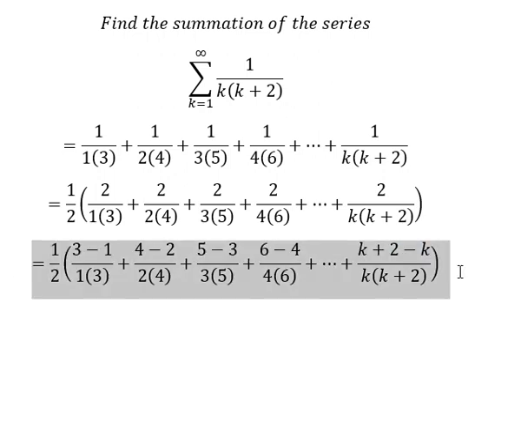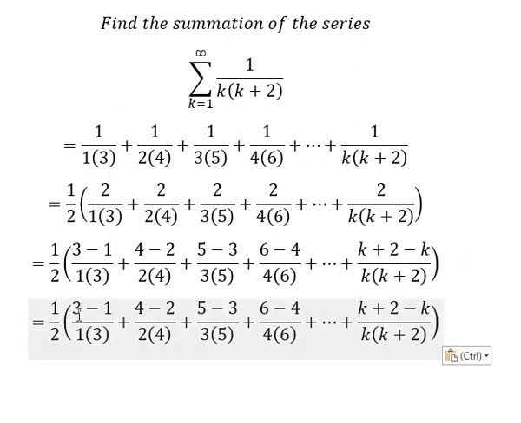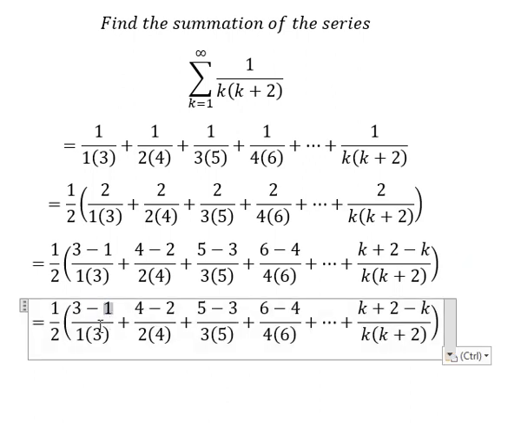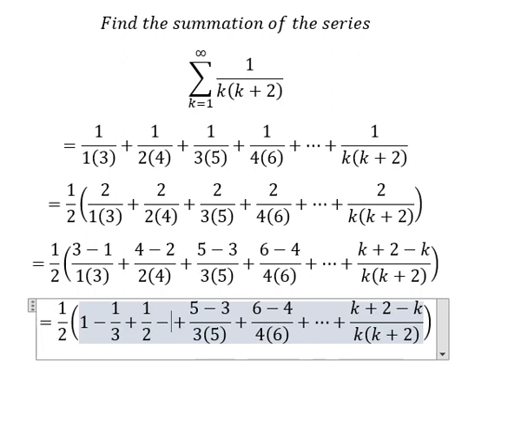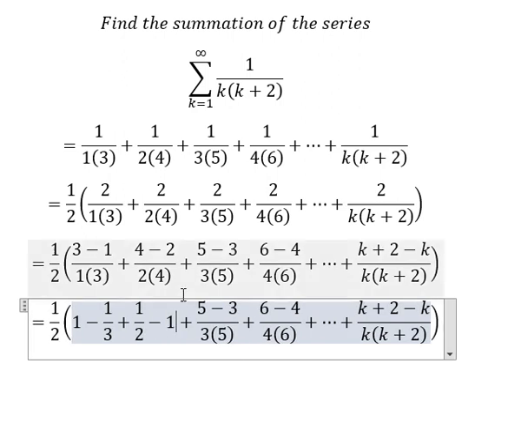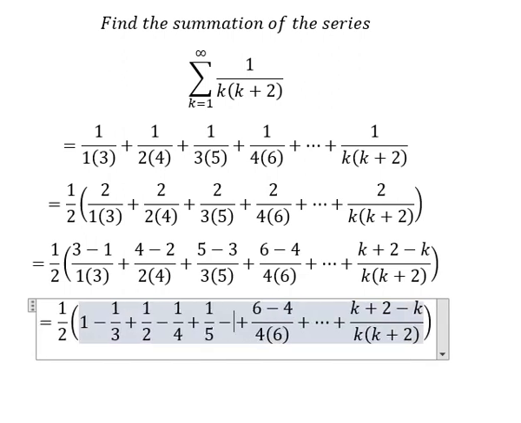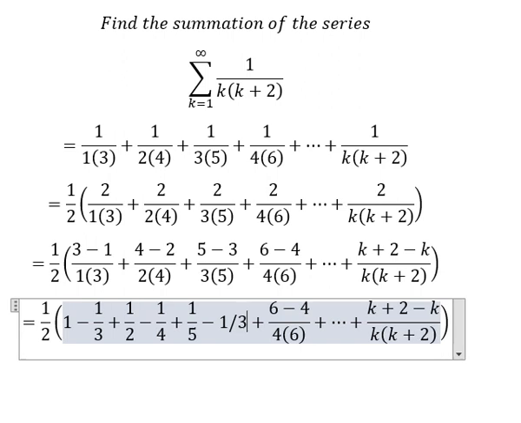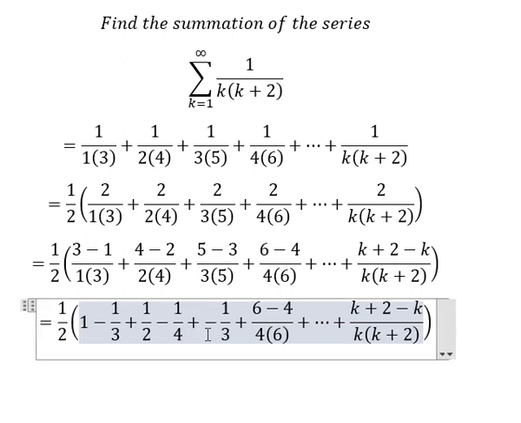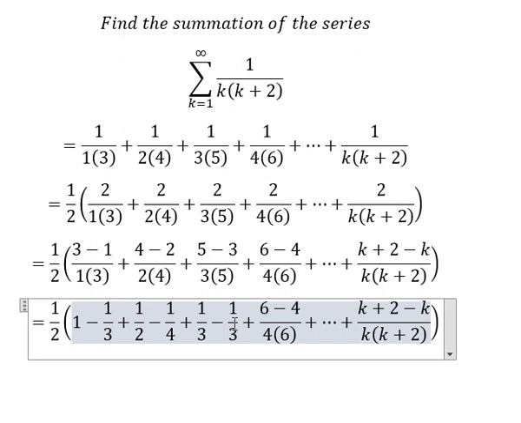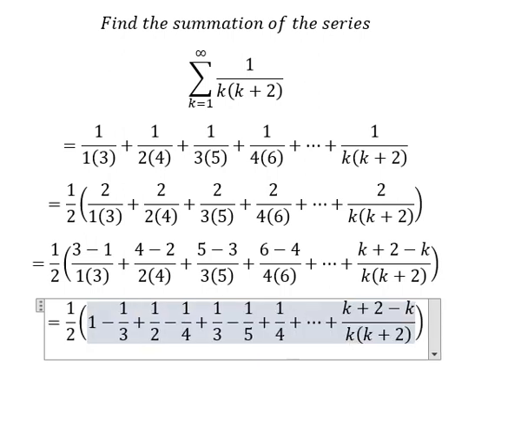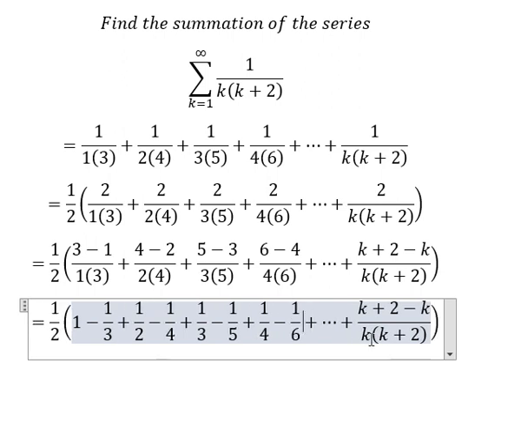So in this situation, we have 3 divided by 3, 1 divided by 1. So we have 1 minus 1 over 3. This one we have 1 over 2 minus 1 over 4. This one we have 1 over 5 minus 1 over 3, then 1 over 3 minus 1 over 5. This one we have 1 over 4 minus 1 over 6.